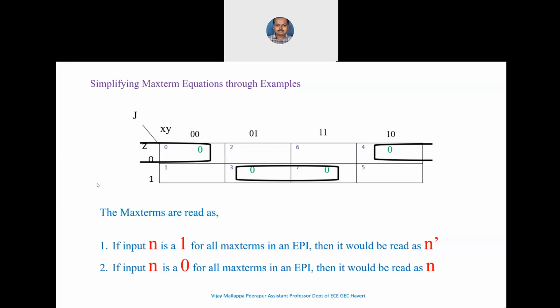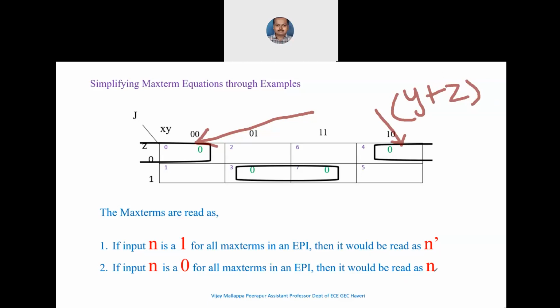You read this one as what now? Y here. Understand? Y, right? And also z, what we have as 0, or z here. Understand this one. If input n is a 0 for all max terms in an essential prime implicant, then it would be read as n.